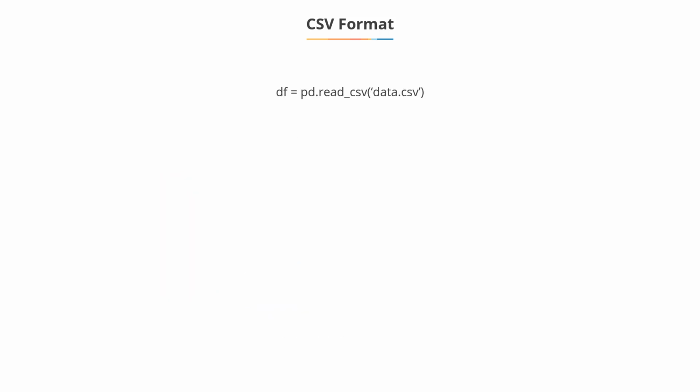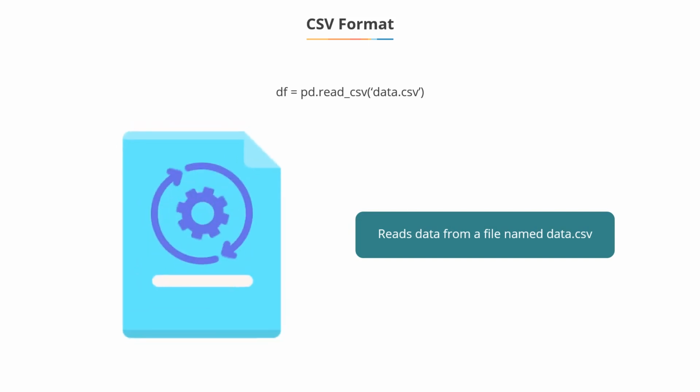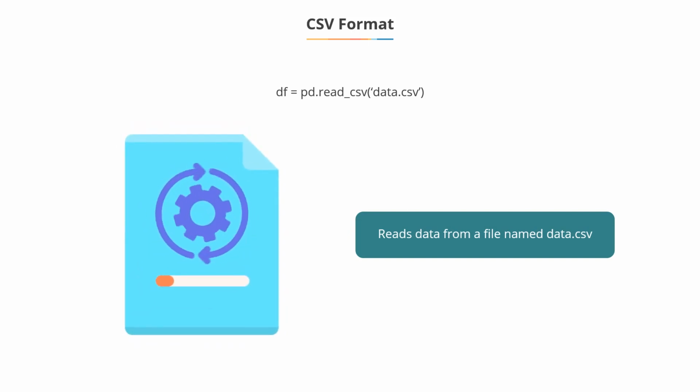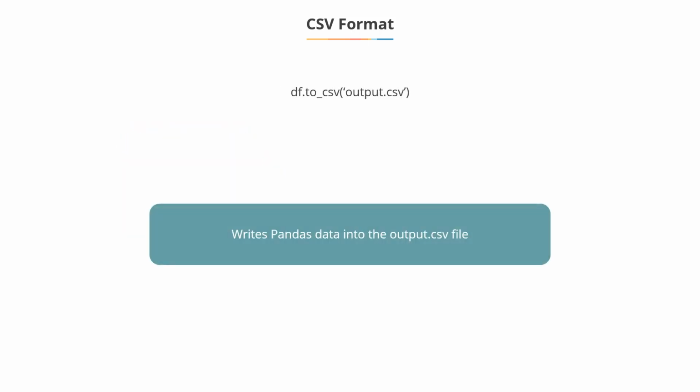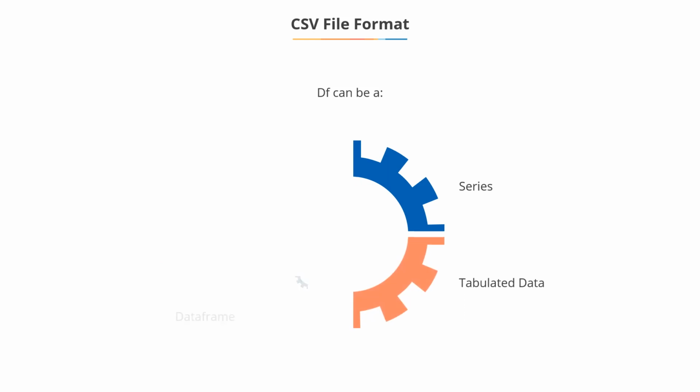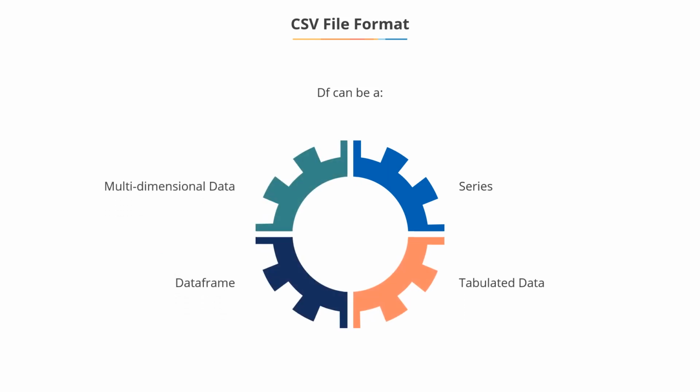For example, this function reads the data from a file named data.csv. Similarly, this function writes the Pandas data into the output.csv file. df here can be a series, tabulated data, a data frame, or even multi-dimensional data.